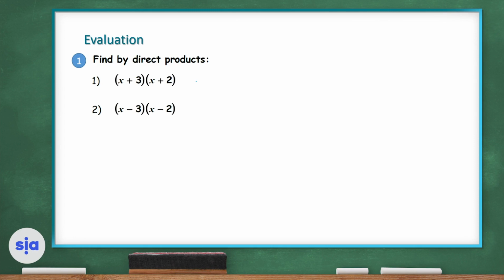Find by direct product. Question 1. So we're going to do x times x is x squared. After that, x times 2, that's 2x. Then 3 times x is 3x. Then 3 times 2 is 6. After this one, we combine the like terms together. So x squared plus 5x plus 6.